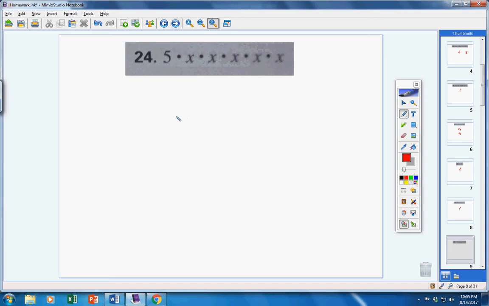24. I have 1 5. And if you want to put a 1 right here, you're welcome to do that. You don't have to. Times x to the 5th power, because there are 5 x's: 1, 2, 3, 4, 5. This is a great acceptable answer. If you don't want to put that dot, you don't have to. You're welcome to put 5x to the 5th. And that's the exact same thing. Either one of those two answers would be totally acceptable.